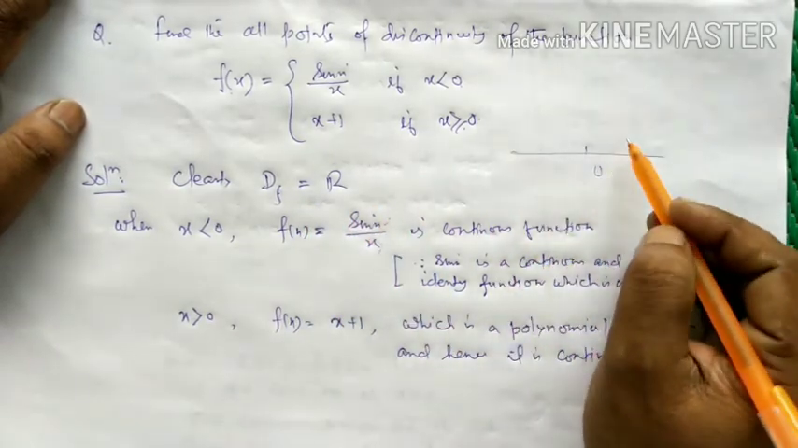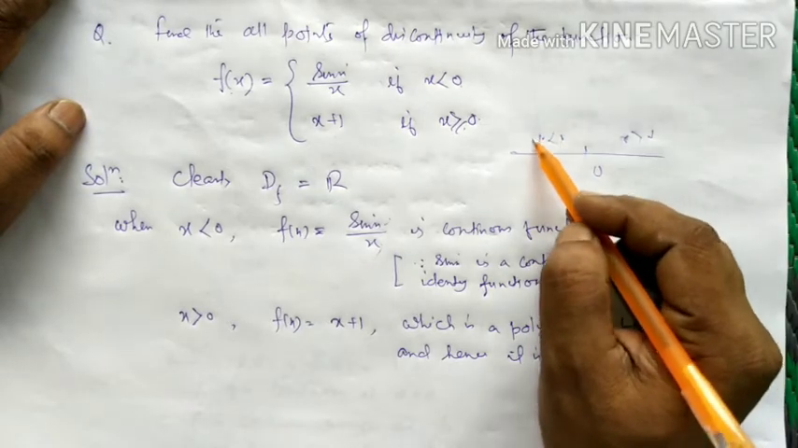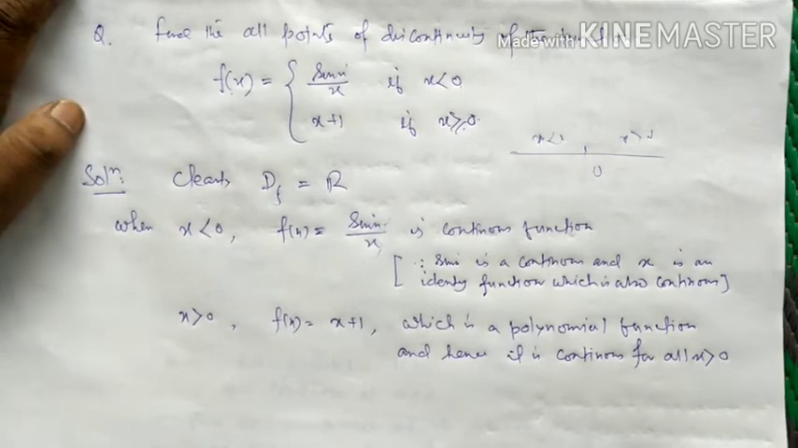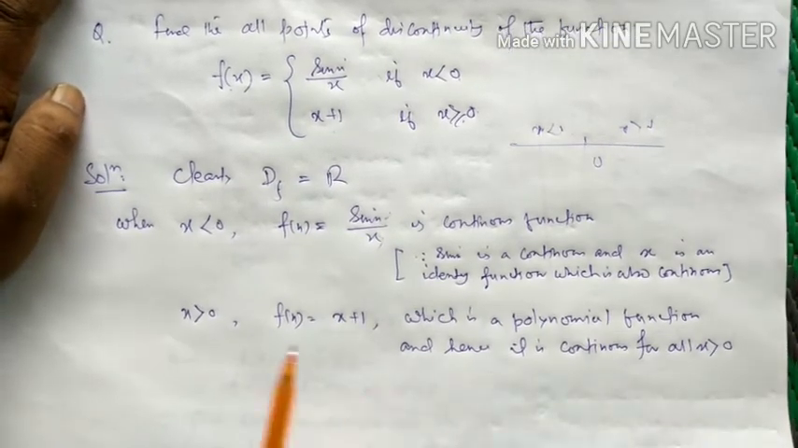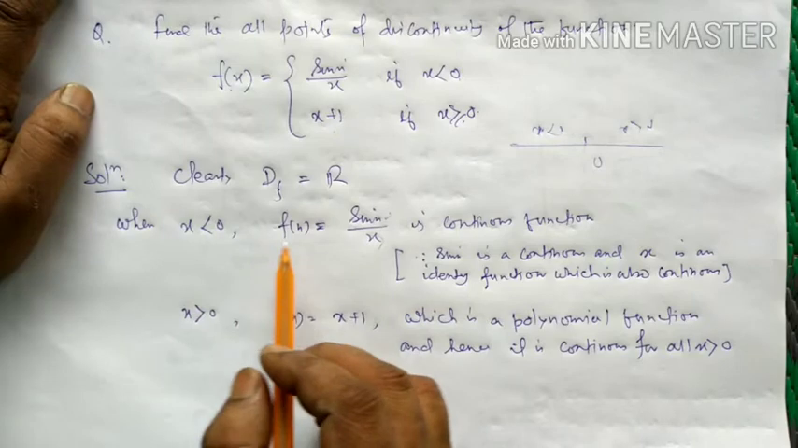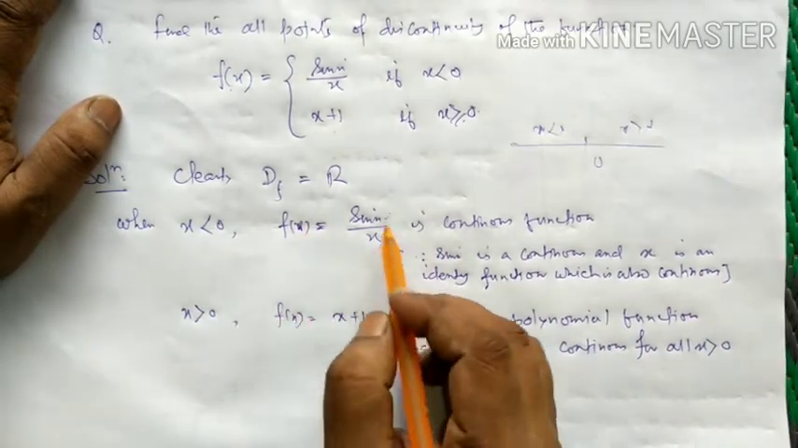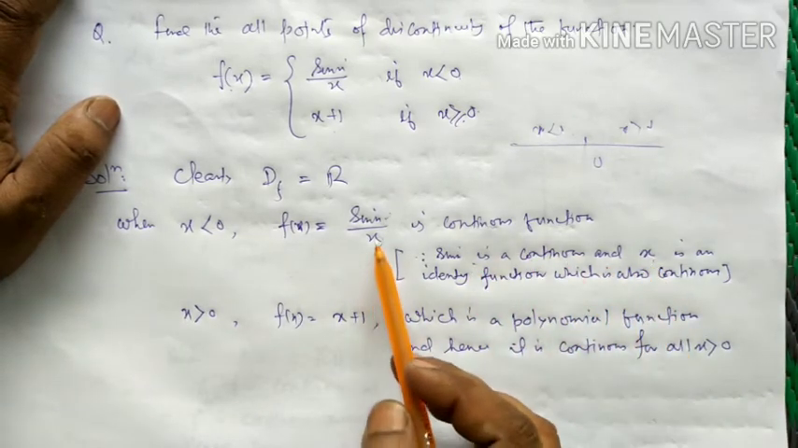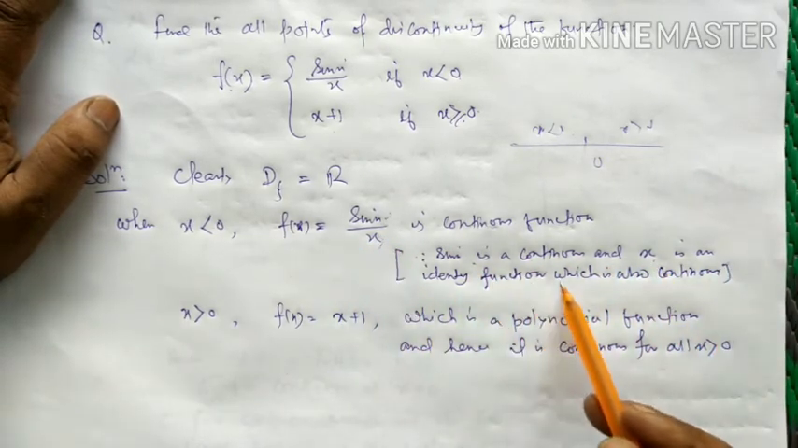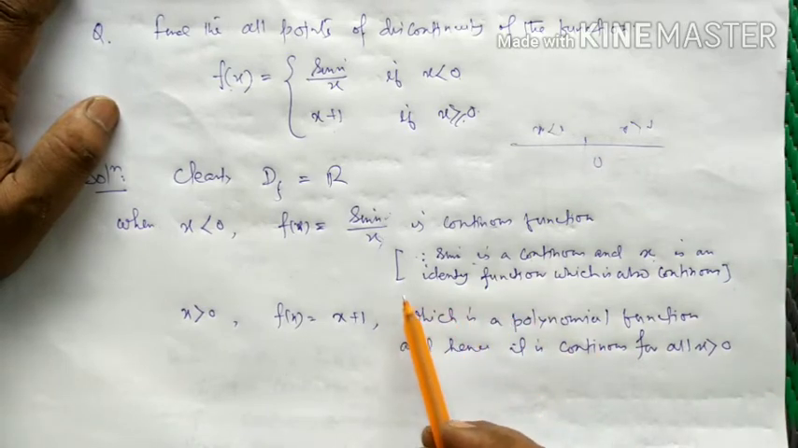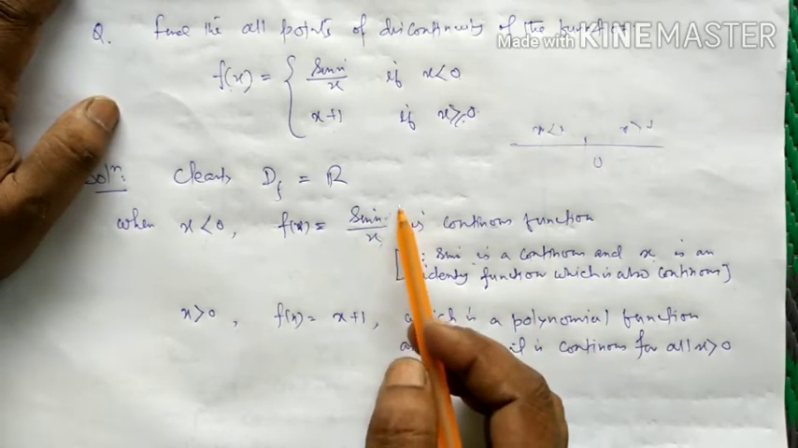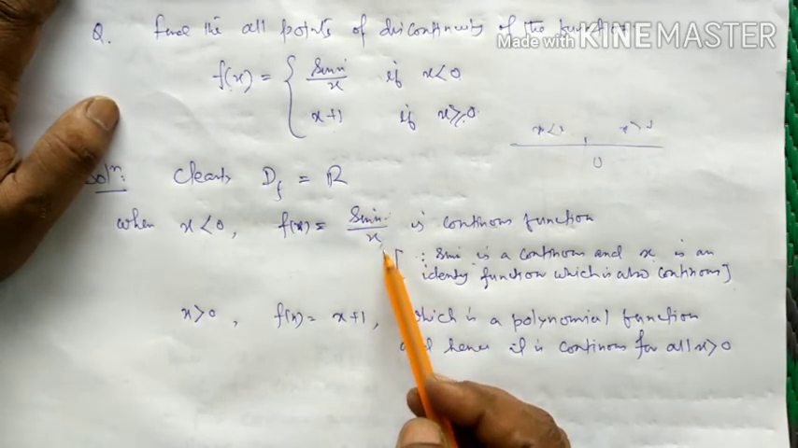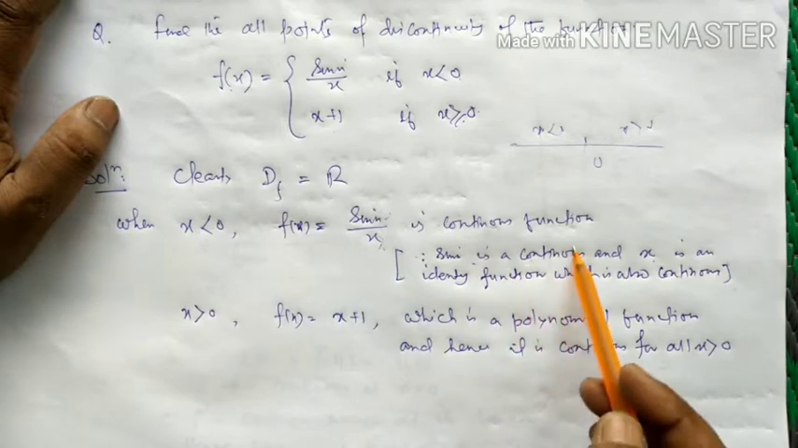Okay, this is 0, this is x greater than 0, this is x less than 0. Okay, so finally the domain is the set of real numbers. There are three cases we will discuss one by one. First case, when x less than 0, your function is sin x by x. We already proved that sin x is a continuous function. And what is x? x is an identity function which is also continuous. And finally sin x is continuous, x is continuous. So by the quotient rule, sin x by x is also a continuous function, and hence f(x) is a continuous function.